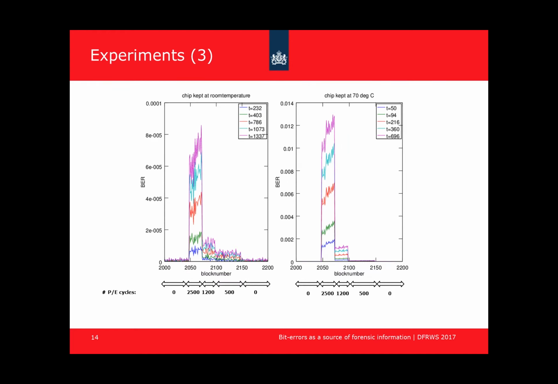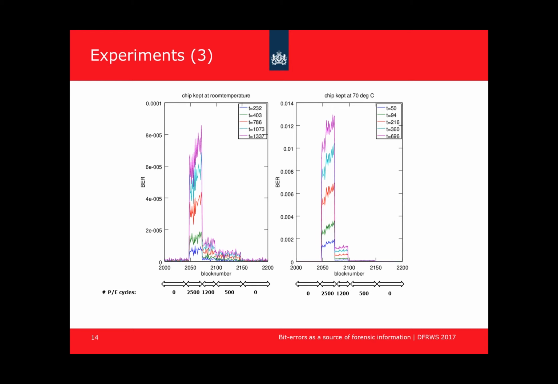So this is one of the pictures from the paper. Below, I've indicated the different regions which have been created in the NAND flash memory, and the number of PE cycles to which each of these regions has been subjected. According to the manufacturer specification, the number of PE cycles for this NAND flash memory was 5,000. So these numbers are relatively low with respect to the manufacturer specified number. So what you see, this is the result for a NAND flash which was stored at room temperature, and this is the result of a NAND flash which was stored at 70 degrees centigrade.